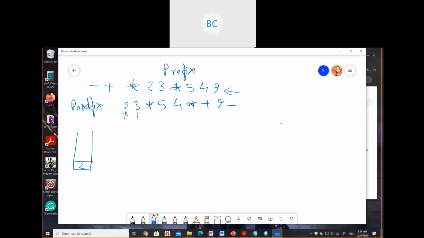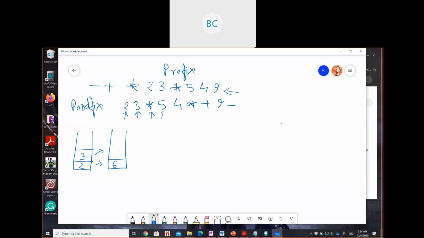Next, we see the other operand, we again push it to the stack. Next, we have an operator. The moment we get an operator, what we do? We pop two elements and perform the operator using the operands already inside your stack. So what will be the answer for this? 2 into 3 is 6. So after popping out, you will have 6 and you will push back to the stack again. Correct?